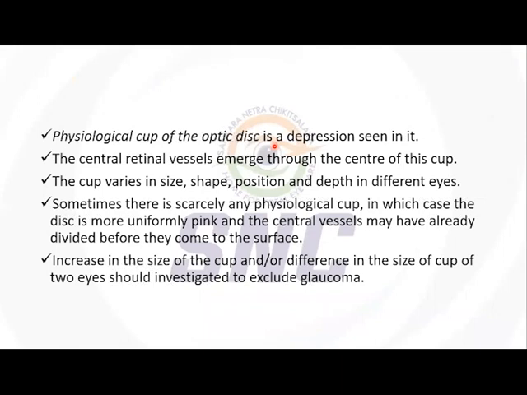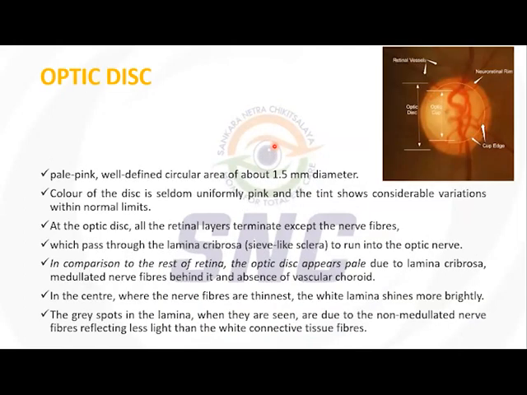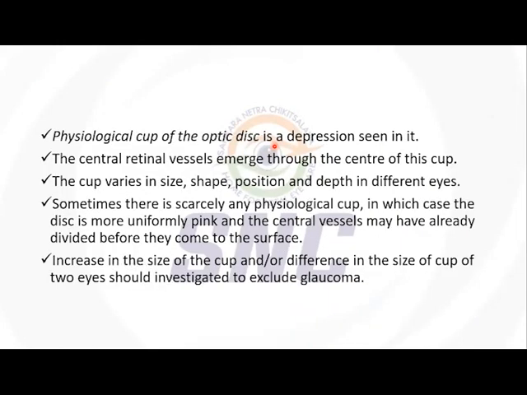The physiological cup of the optic disc is a depression seen in the optic disc, and the central retinal vessels emerge through the center of this cup. The cup varies in size, shape, position, and depth in different eyes. Sometimes there is scarcely any physiological cup, in which case the disc is more uniformly pink, and the central vessels may have already divided before they come to the surface. If there is an increase in size of the cup or a difference in the cup ratio between the two eyes, we should investigate it to exclude glaucoma.